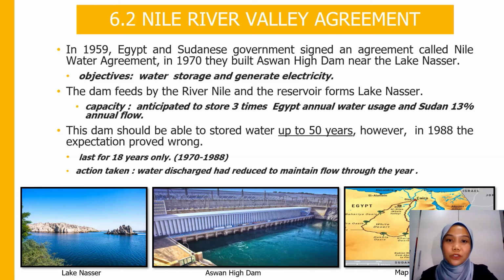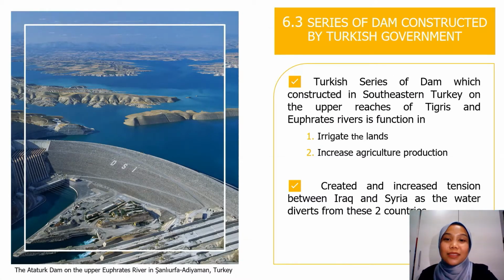Next, 6.3. Series of dams constructed by Turkish governments. The Turkish government constructed a series of dams in southeastern Turkey on the upper reaches of the Tigris and Euphrates rivers as a part of a greater plan to irrigate lands to increase agricultural production. Because these irrigation projects divert water from Iraq and Syria downstream, tensions have increased between Turkey and these two countries.